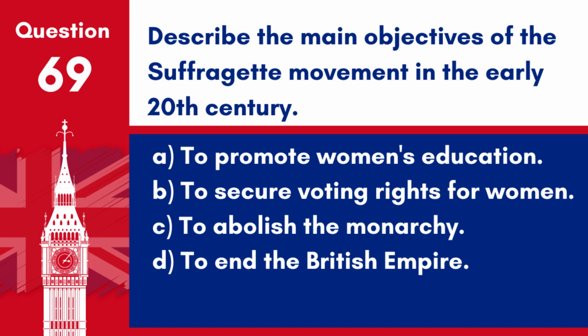Answer. B. To secure voting rights for women. The suffragette movement was primarily focused on securing the right to vote for women, engaging in a range of activism and protest to achieve this goal.